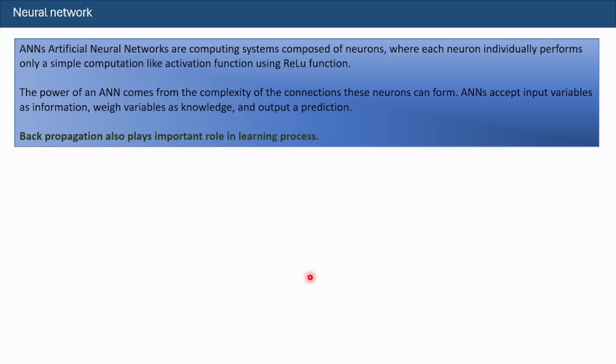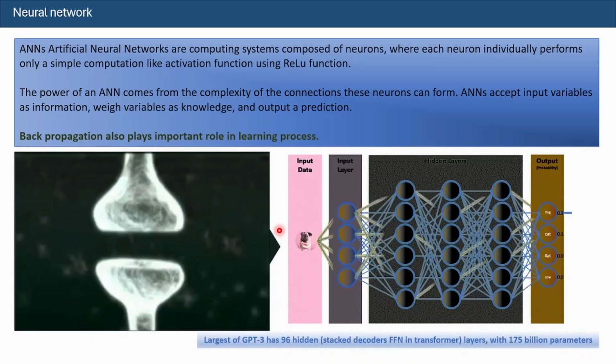Now let's talk about neural networks, which form the core of how models like ChatGPT actually learn. The idea of a neural network is inspired by the human brain. On the left side, you can see an image of a biological neuron, where signals travel from one neuron to another through connections called synapses. Artificial neural networks, or ANNs, are a simplified mathematical version of this idea.